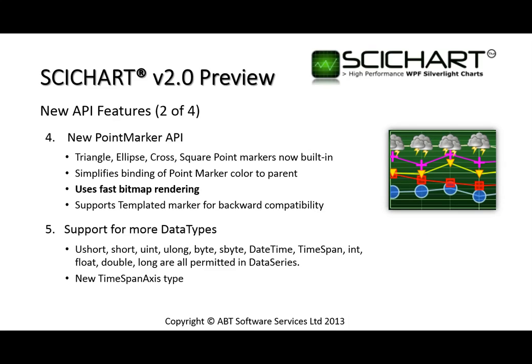We've introduced a new PointMarker API, so triangle, ellipse, cross, square point markers are now built in. This simplifies something which a lot of people have asked about, which is setting the point marker color to that of the parent series. This is now done by default. Point markers use fast bitmap rendering, and we've also got a templated marker type for backwards compatibility.